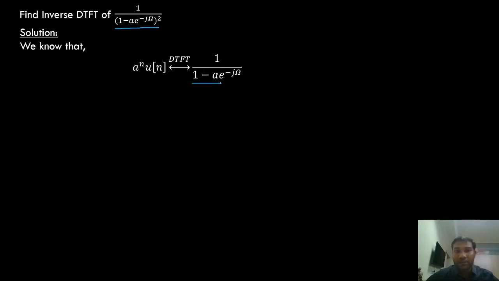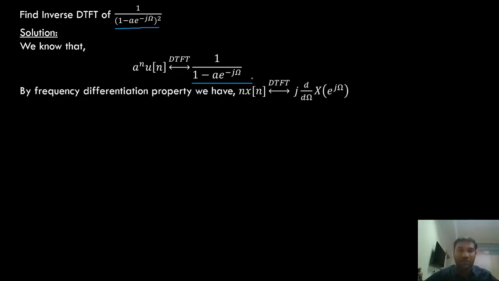Now we'll try and differentiate in the frequency domain. Frequency differentiation. Using frequency differentiation, what do we have? N into x of n will have DTFT j into d by d omega of X of e power j omega. So on the left hand side, I'll just multiply my x of n with n. So n into a power n into u of n. And on the right hand side, I'll take differentiation with respect to omega and multiply with j.